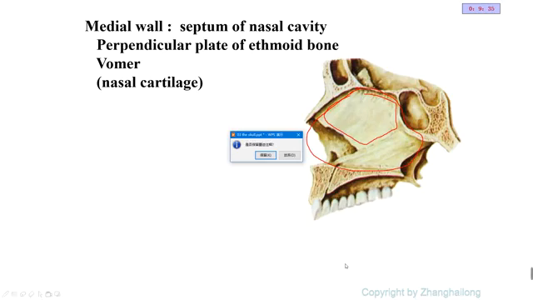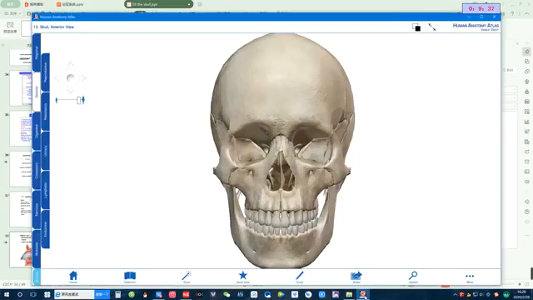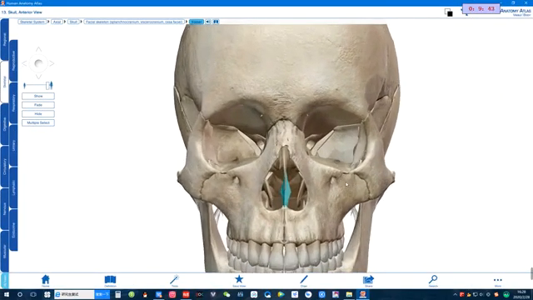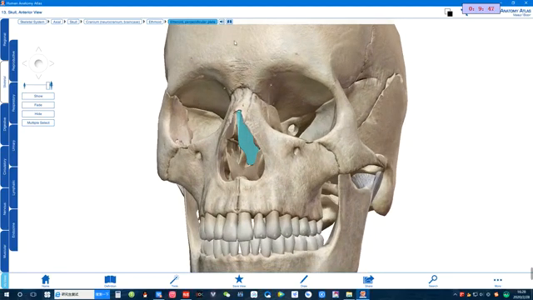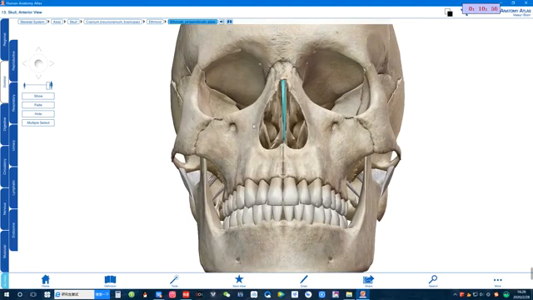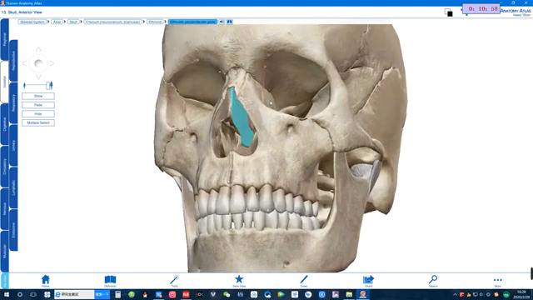Perhaps you have forgotten. Now let's see it again. Can you see it? Here, this one: the perpendicular plate of the ethmoid. Yes, the perpendicular plate of the ethmoid bone. Here it is, a vertical plate.